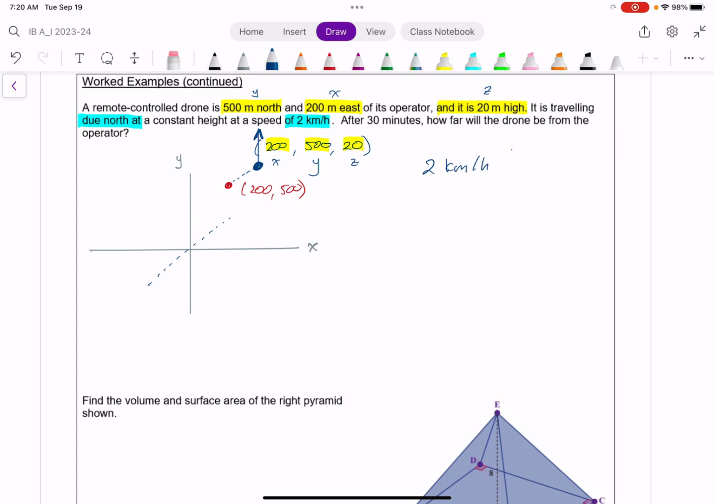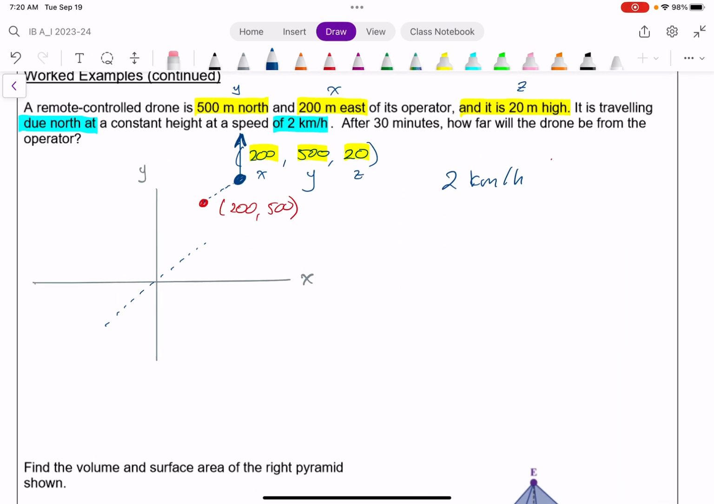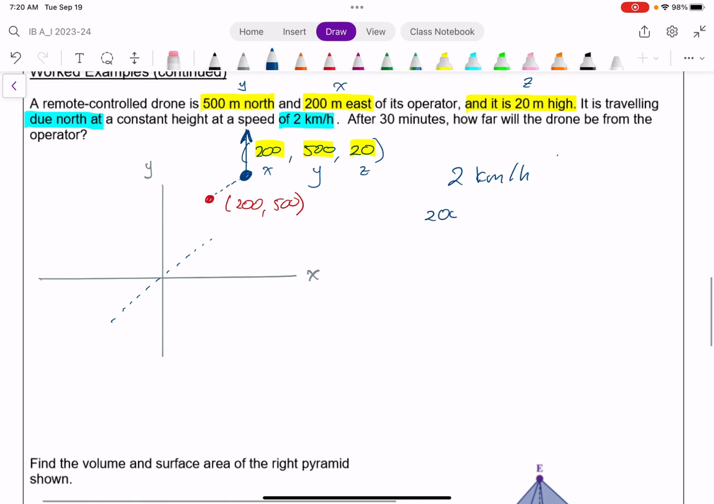Now, I got a mix of meters and kilometers here. I like to keep everything the same. Most of my measurements are in meters, so I'm going to stick with meters. So 2 kilometers an hour is 2,000 meters per hour. And we want to find how far it's traveled after 30 minutes. Well, if it travels 2,000 meters in 1 hour, half of that is 30 minutes. So it should travel 1,000 meters in 30 minutes.